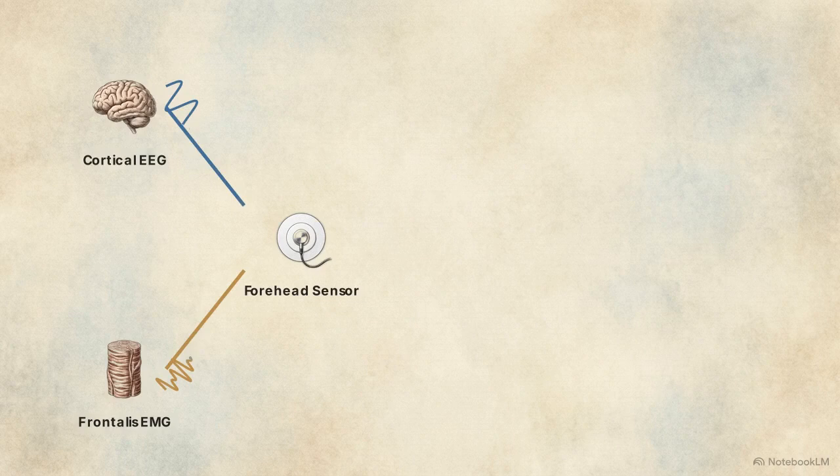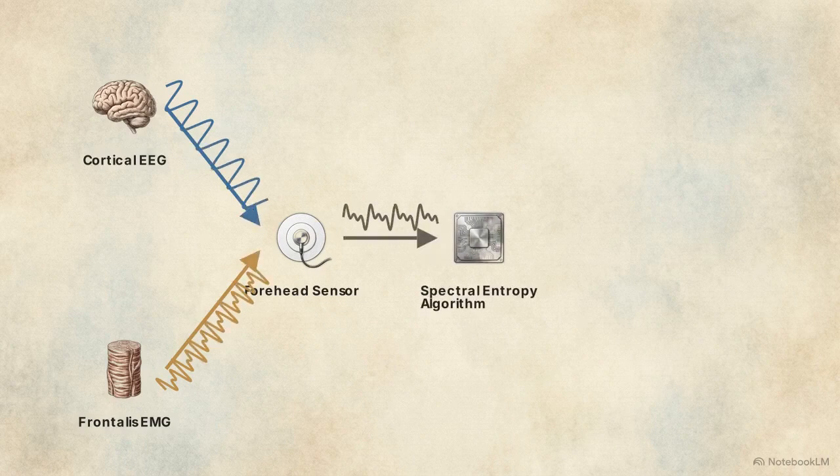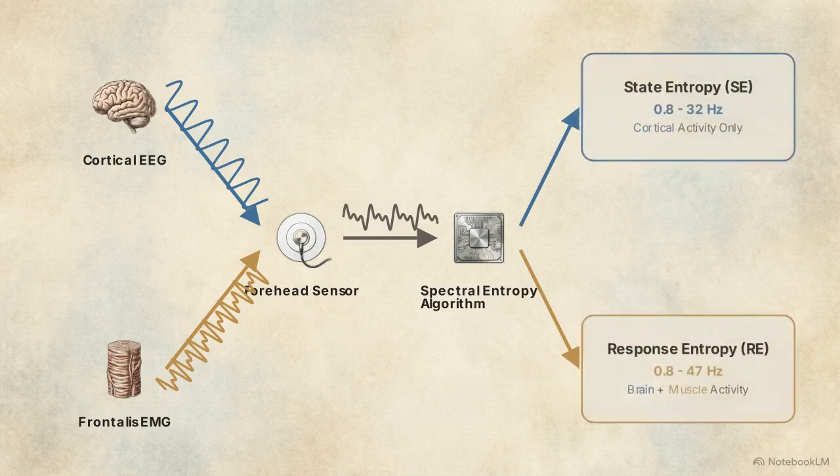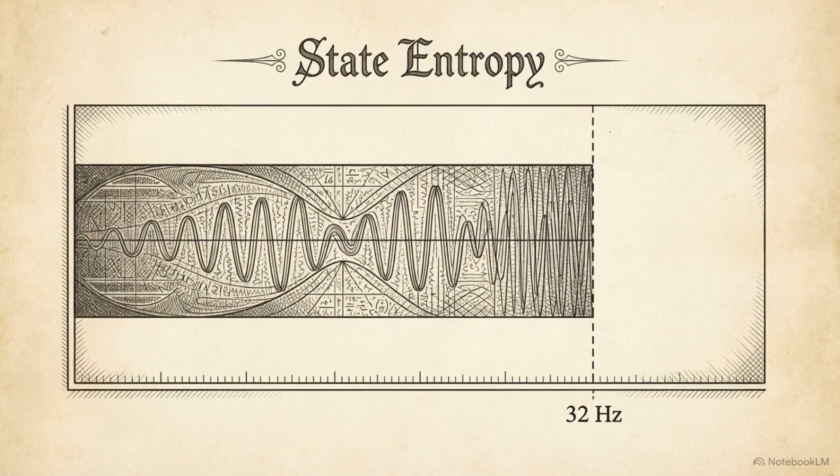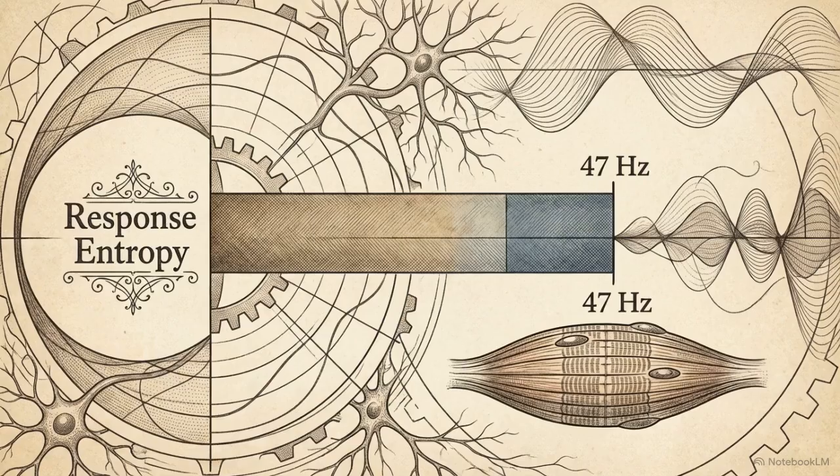Both methods share a major physiological confounder: electromyography. Electrical activity from facial muscles in the forehead overlaps perfectly with the high-frequency bands of an awake EEG. To account for this, the spectral entropy output splits into two distinct indices: state entropy and response entropy. State entropy analyzes a narrow frequency range from 0.8 to 32 Hz, strictly capturing cortical EEG. Response entropy extends that range to 47 Hz, specifically to capture facial muscle EMG.